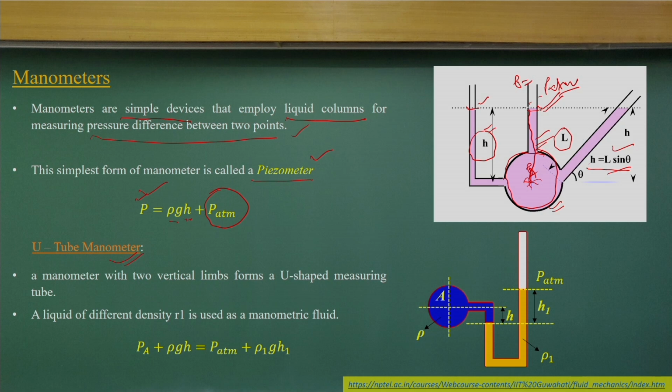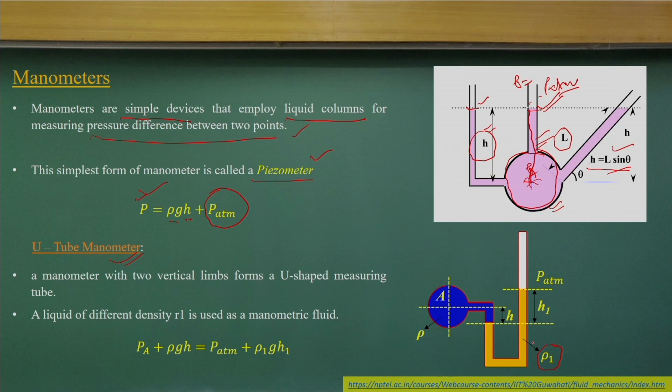That means we do not insert just a column, we make a U shape manometer, and we also put a different fluid in it.